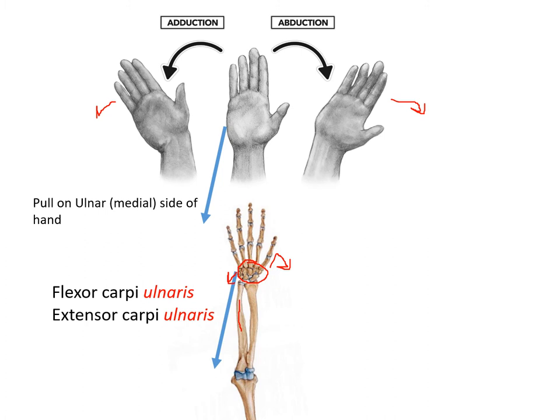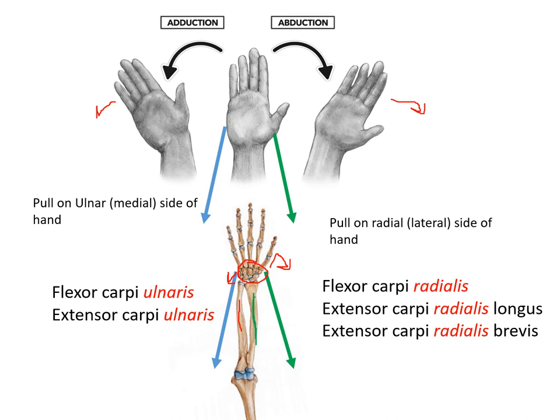Okay, if we wanted to pull our hand towards our thumb side, we would pull the wrist from the thumb side. Right? Remember that the thumb side bone is the radius, right? So we'd want to use our radial muscles. Okay, so any radial muscle, flexor carpi radialis, extensor carpi radialis, longus, and brevis.